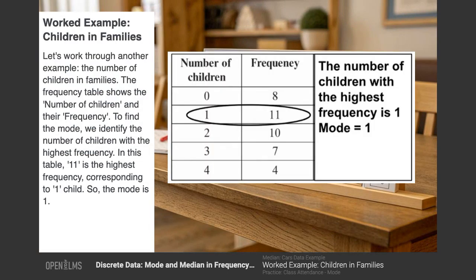Worked example, children in families. Let's work through another example, the number of children in families. The frequency table shows the number of children and their frequency. To find the mode, we identify the number of children with the highest frequency. In this table, 11 is the highest frequency, corresponding to 1 child, so the mode is 1.